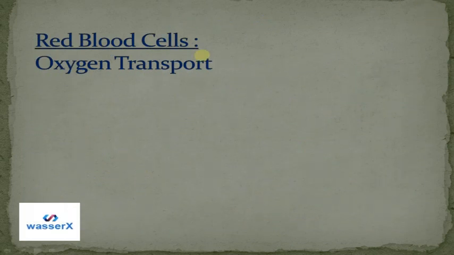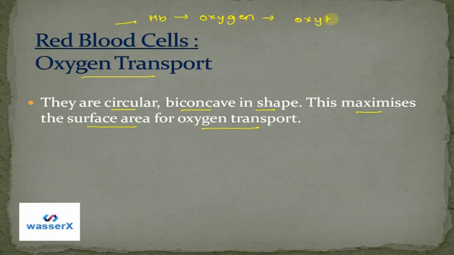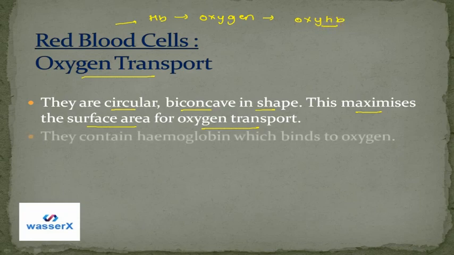Next are red blood cells, and their function is to help in oxygen transport. So what are red blood cells? They are circular, biconcave in shape, and this biconcave shape helps in maximizing the surface area for oxygen transport. Now, you know that in red blood cells hemoglobin, Hb, is present, which binds with the oxygen and forms oxyhemoglobin. They contain hemoglobin which binds to the oxygen.